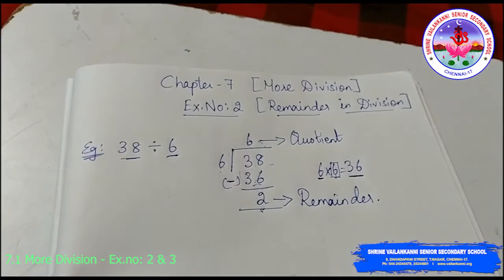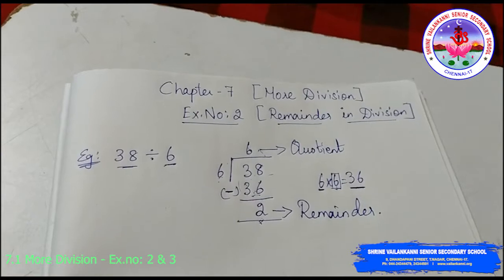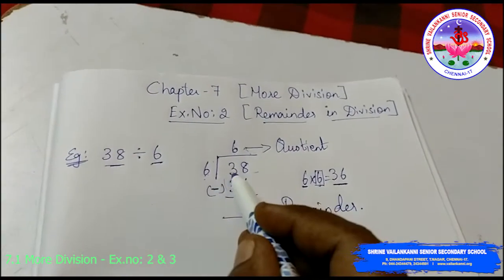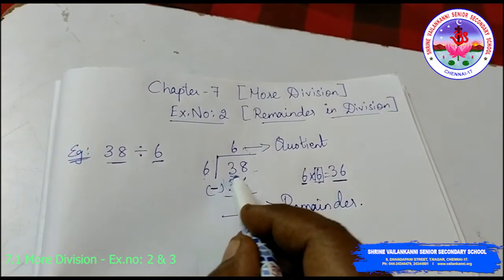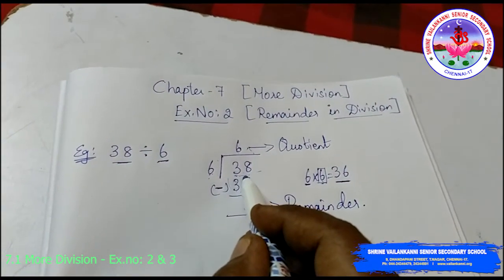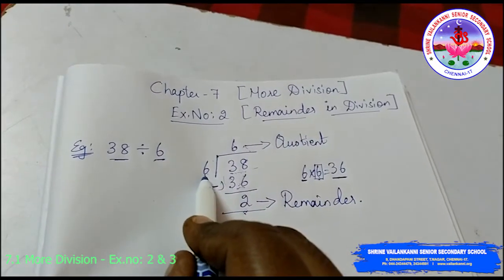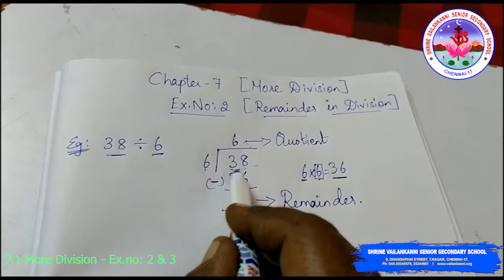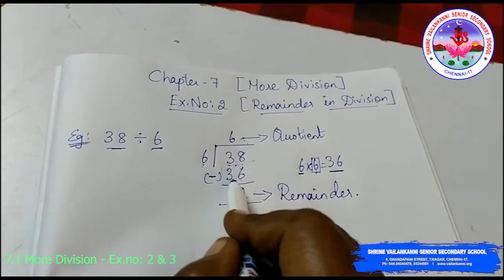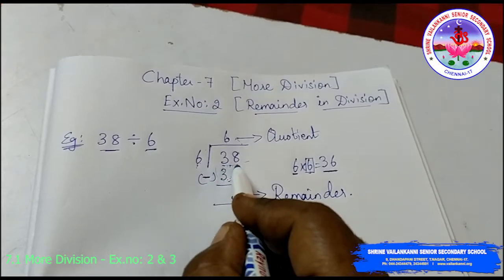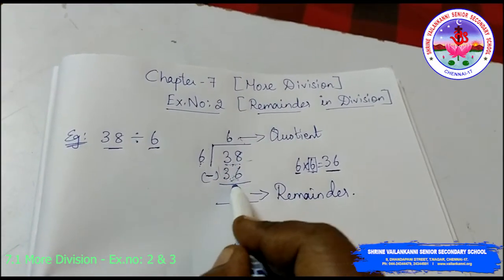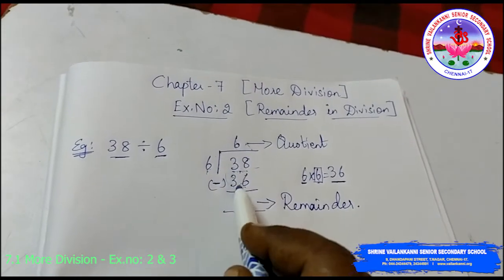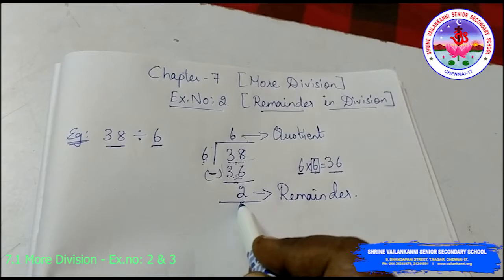Understood? Like this we have to do with any divisor and dividend. First you have to check whether the dividend is divisible by the divisor. If it is not completely divisible, you have to check with a lesser value than the given dividend. Consider that, subtract it from the dividend, and the balance you get is the remainder.